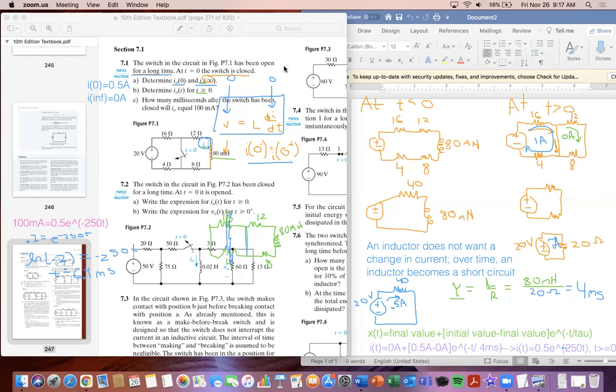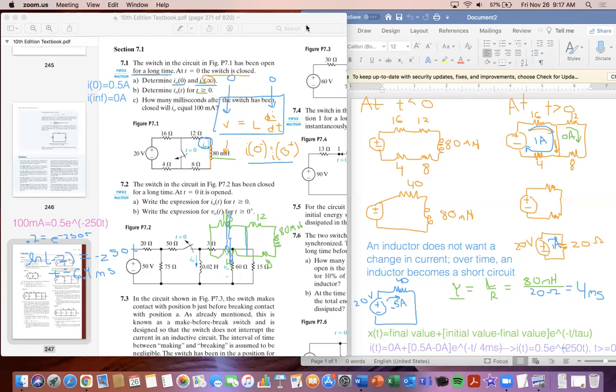So for part A, we had at time 0, 0.5 amps, and then at time infinity, 0 amps. Part B, we got 0.5 e to the negative 250t for t is greater than or equal to 0. And for part C, t is equal to 6.438 milliseconds.